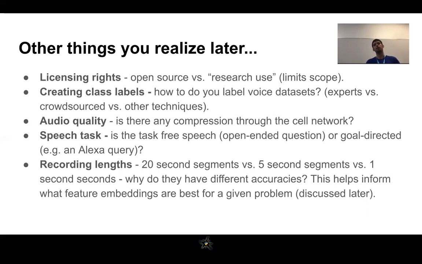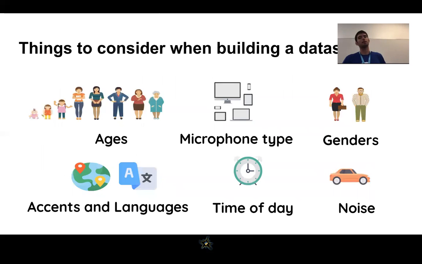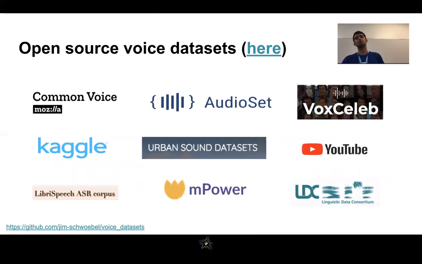You also can look for audio quality issues with compression. This is a common problem. If you collect data through a cell network, you've compressed audio. If you collect it through WebRTC, it's high quality. And then recording lengths. I often build a model that works fine on a 20-second sample of audio, but then when you get a 1-second or a 5-second sample of audio, you don't normalize things appropriately. It throws things off. So I want to start out just kind of thinking about these things.